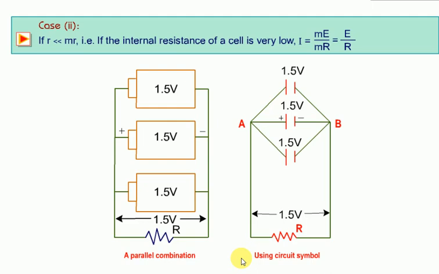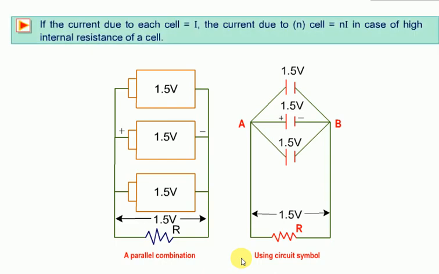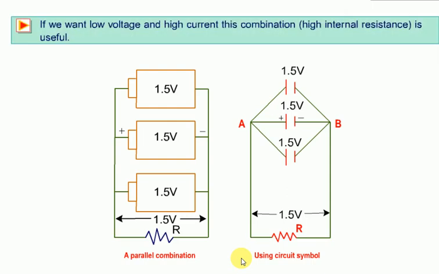Students, if the current due to each cell is equal to I, the current due to M cells is equal to MI in the case of high internal resistance of a cell. If we want low voltage and high current, this combination with high internal resistance is useful.